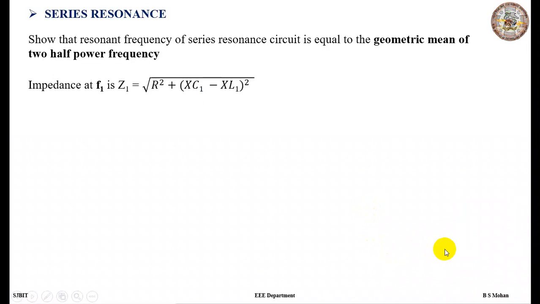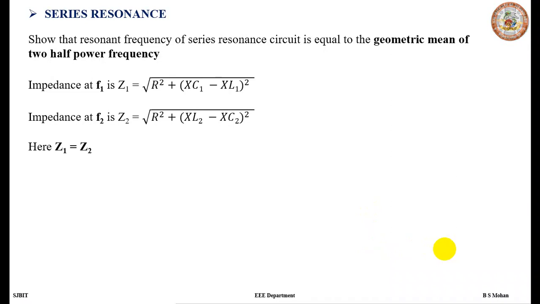So we have seen in the earlier videos, impedance at f1 or omega 1, right? We have the impedance z1 as square root of r square plus (xc1 minus xl1) the whole square, and for f2 it is z2 as square root of r square plus (xl2 minus xc2) the whole square. Now I hope you are aware from the previous videos that at resonance, that is f or f naught or fr, z is equal to r.